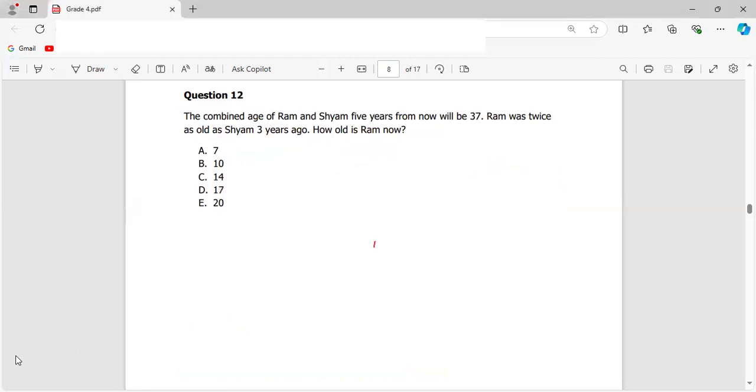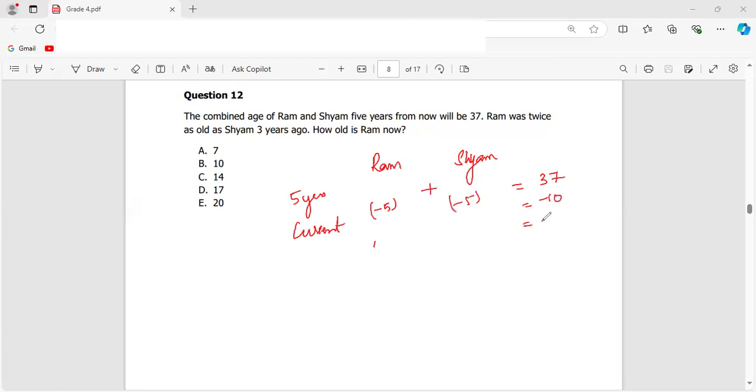Question number 12. The combined age of Ram and Sham 5 years from now will be 37. So Ram and Sham 5 years from now will be 37. So the current sum of ages will be, this is -5 and -5, which is -10. So the current sum of ages is 27.